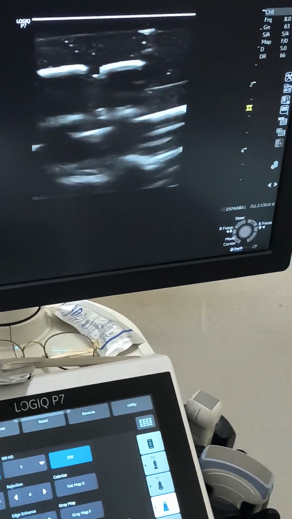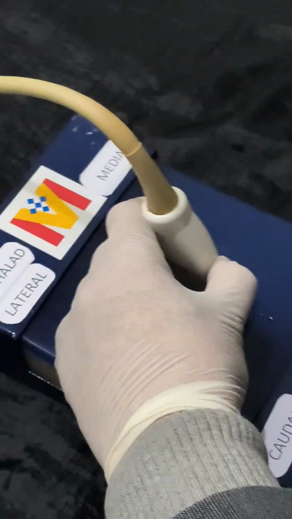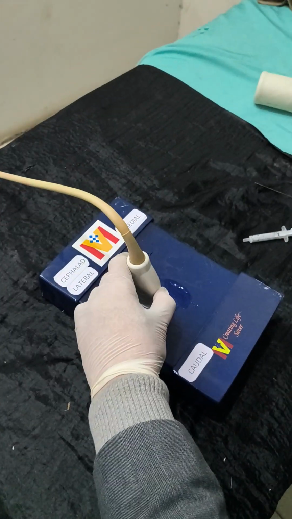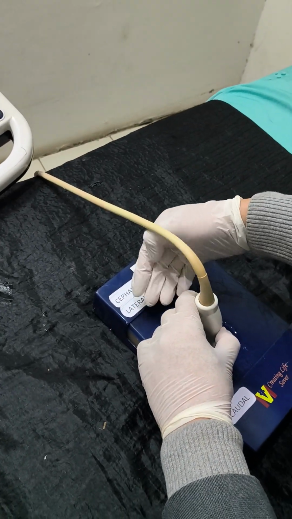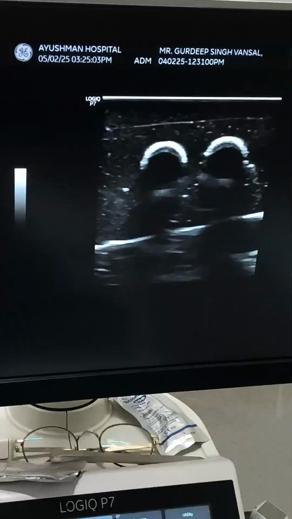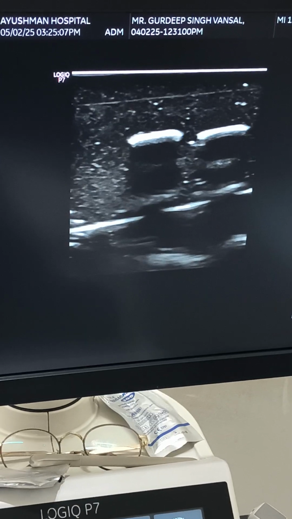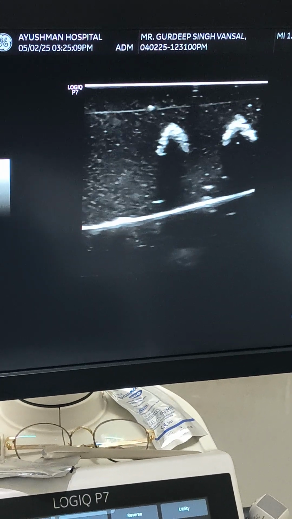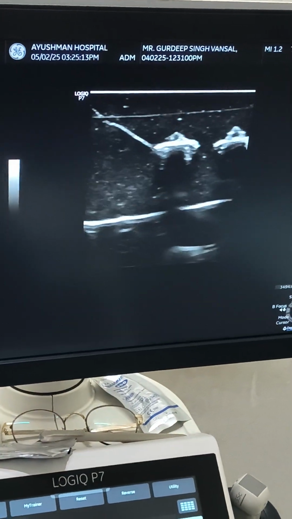Okay, and again, so now show here. So put a little bit of gel. So now again, this is lateral. So I'm lateral, I'm moving towards the medial side. So you can see the ribs and a little bit medial, the transverse process, and then the spinous process. Okay, so medial to lateral, lateral to medial, you can practice.